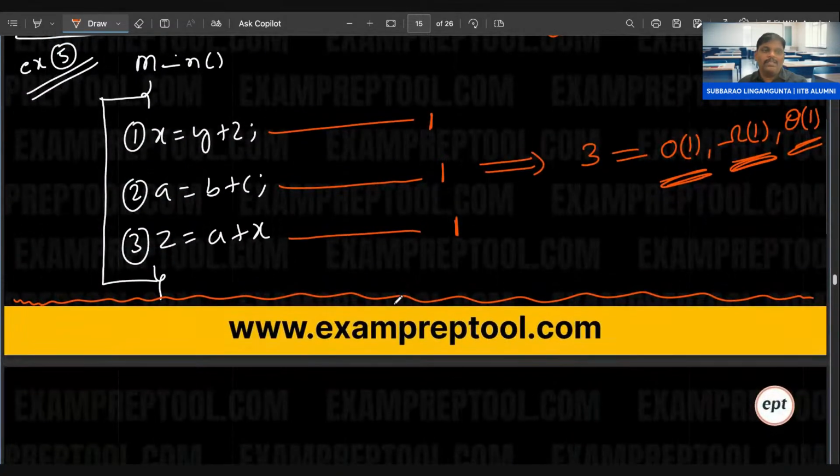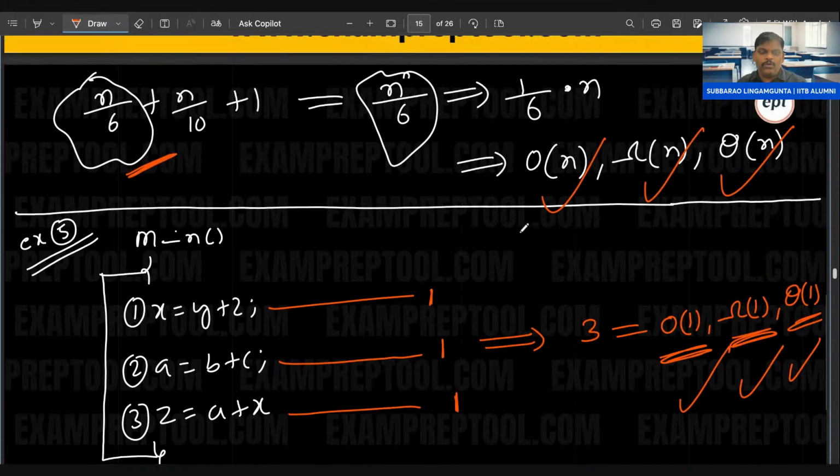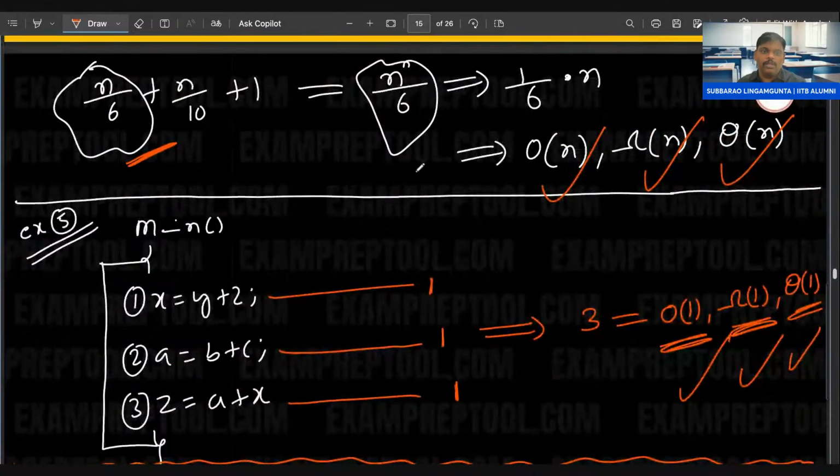Let's go to example 5. In example 5, if you observe, there is no loop, so the time complexity is constant. I hope everyone got it. Let me know if anyone has any objection. Till now, I said 5 problems. If any small doubt is there, let me know. You ask me, I will help.